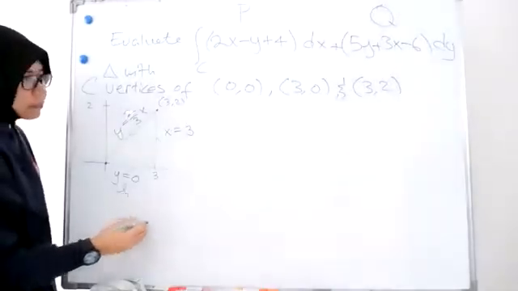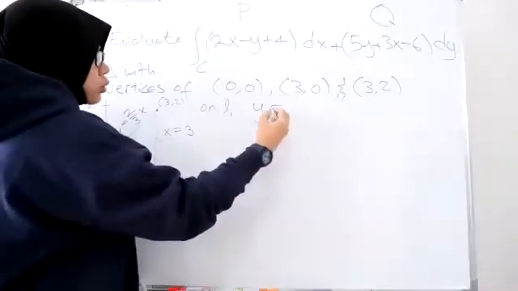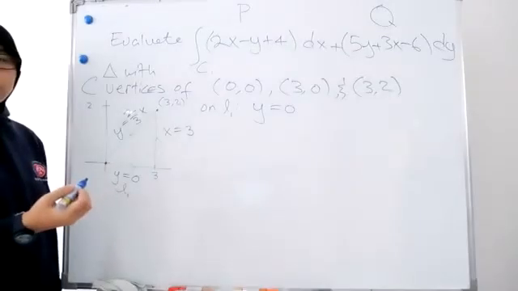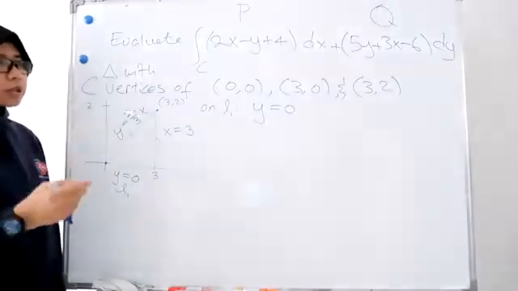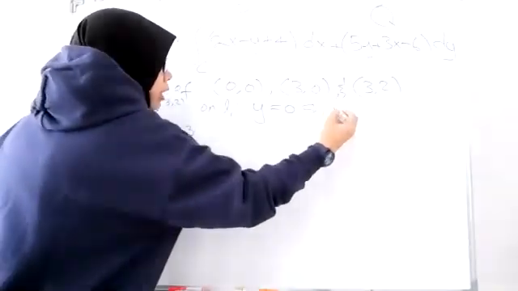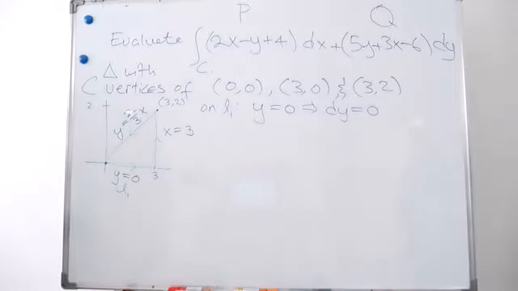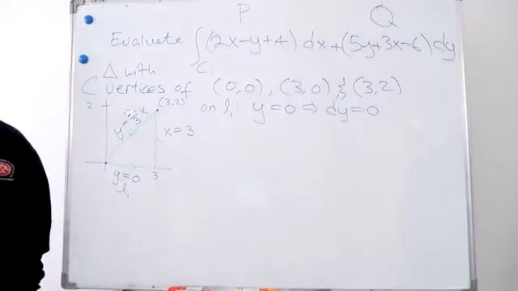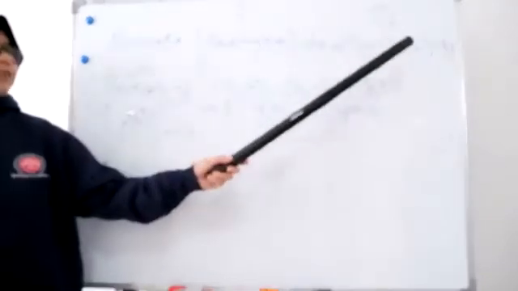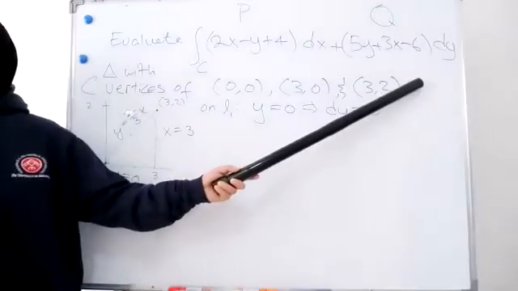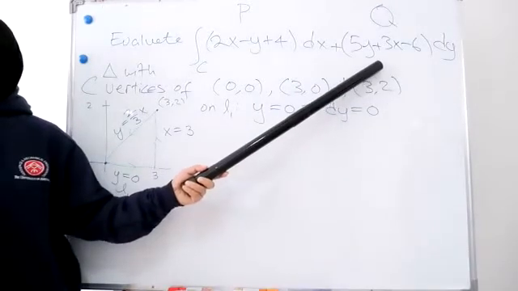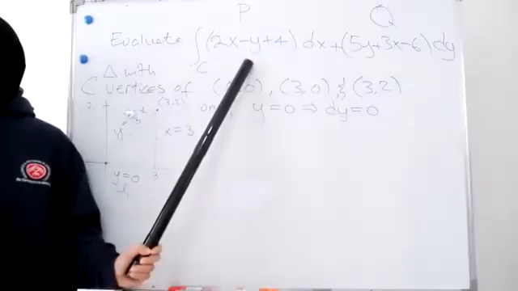Okay, first of all, we need to evaluate on the first line. Let's say this is L1. So can you see? On L1, we have y equals 0. I don't know why, but the camera is trying to refocus. So therefore, dy equals 0. So that's easy. Now we have this dy, so everything right here becomes 0 because dy is 0. So we are only left with this term.